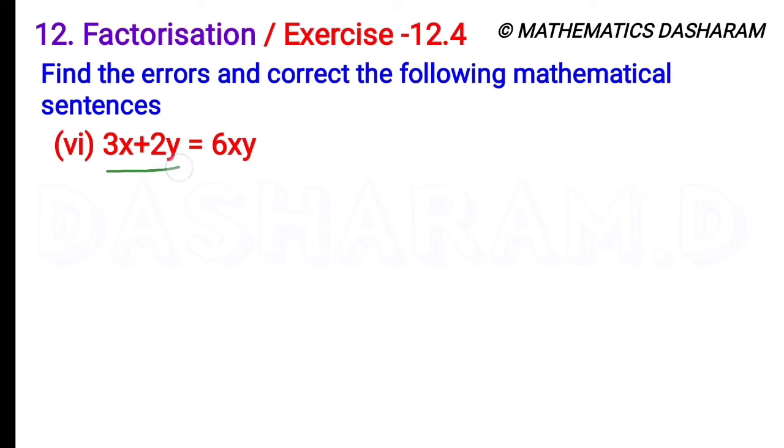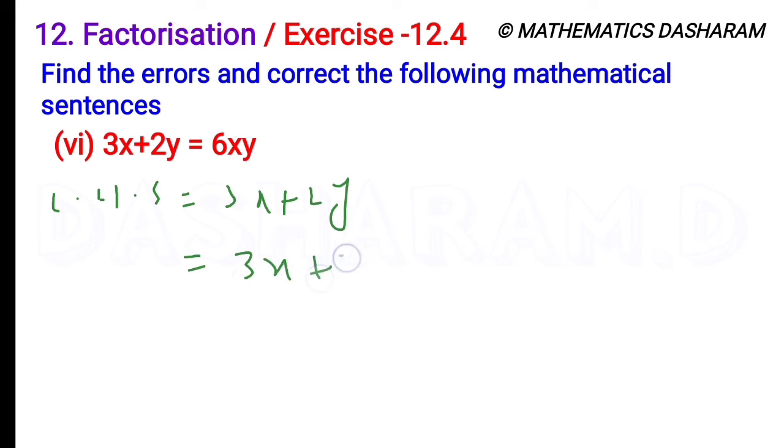Sixth problem, 3x plus 2y equals to 6xy. So in the LHS, see here 3x plus 2y both are unlike terms because they have different variables. So then their addition will be 3x plus 2y itself. So it is not equals to 6xy.